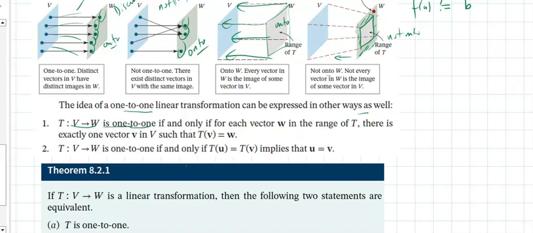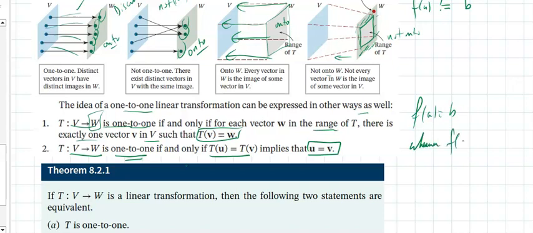Actually, T is one-to-one if and only if for every vector in W in the range of T, there's exactly one vector V such that the transformation of V equals W, kind of like saying f of a equals b. And T, the transformation from V to W, is one-to-one if and only if T of U equals T of V implies that U equals V. We do that in algebra. We say f is one-to-one if whenever f of a equals f of b, then a equals b. A lot of work to do that. Normally we just graph it and use the horizontal line test to show it's one-to-one.